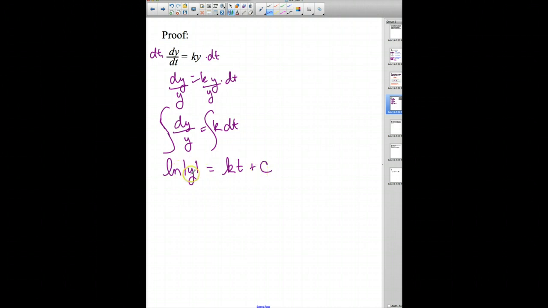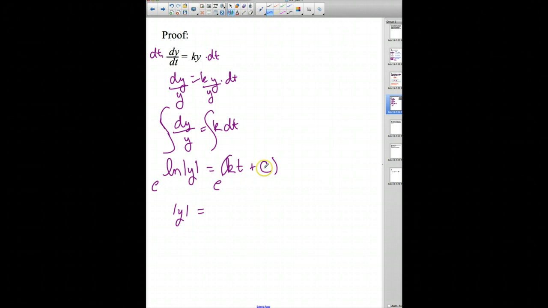Well, how do you get y out of a natural log? If you remember, we exponentiate both sides. So that kt plus c is the exponent of e, and e has an exponent of natural log of y on the left side. Well, the natural log and the e undo each other, so we're just left with absolute value of y equals.